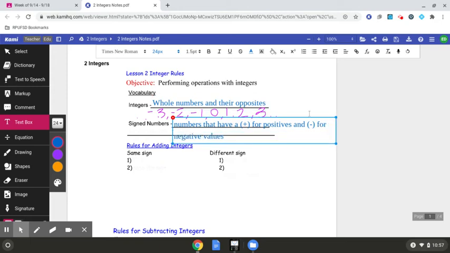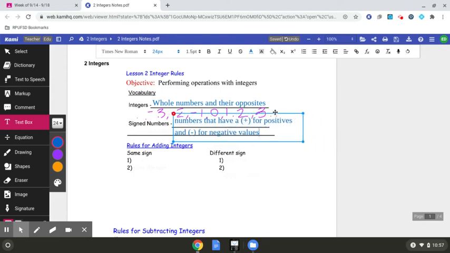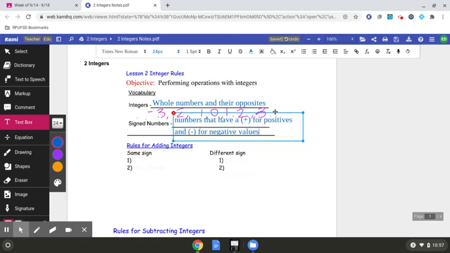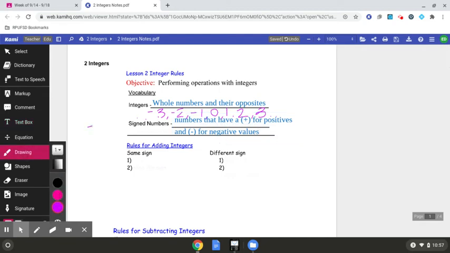So the reason why this definition is on here, and I know it seems kind of silly, like we know this, but you can have signed numbers that are not whole numbers. So you could have, for example, -2/3, right? That's a signed number. It's not an integer, but it's a signed number.